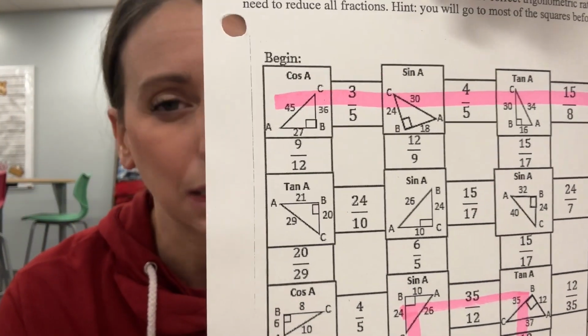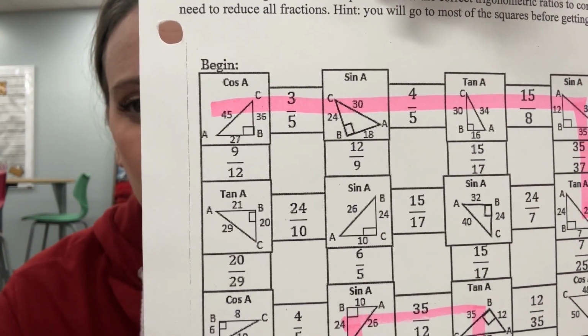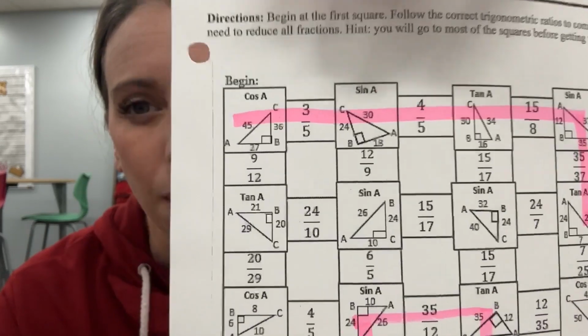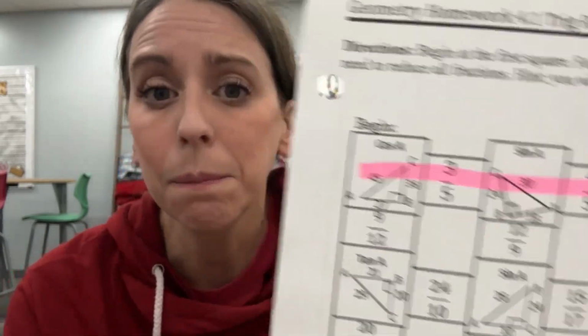The only downfall to this, and some of my students struggled with it, was that when we do cosine of A, it's going to be 27 over 45. So the students are going to have to reduce their answers, but not all of them are reduced completely. So I told my students, I want you to write down the ratio because that's the important thing, and then to find your answer, change those to decimals.